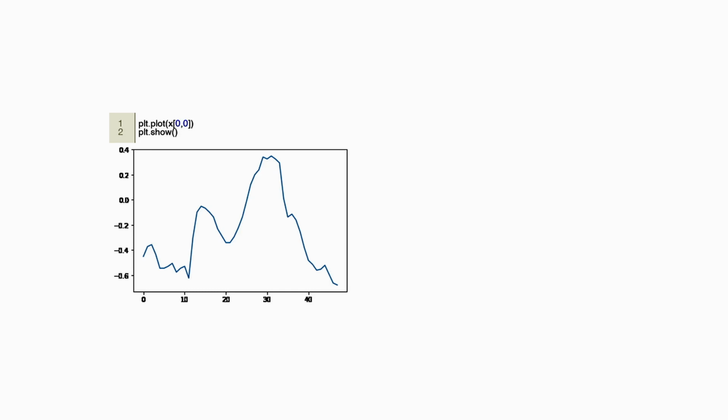This code creates a line plot with the given data and displays it using the show function. The data is located at the first element of the X array, which is located at the first element of the first row. This code prints the minimum and maximum values of the variable X.